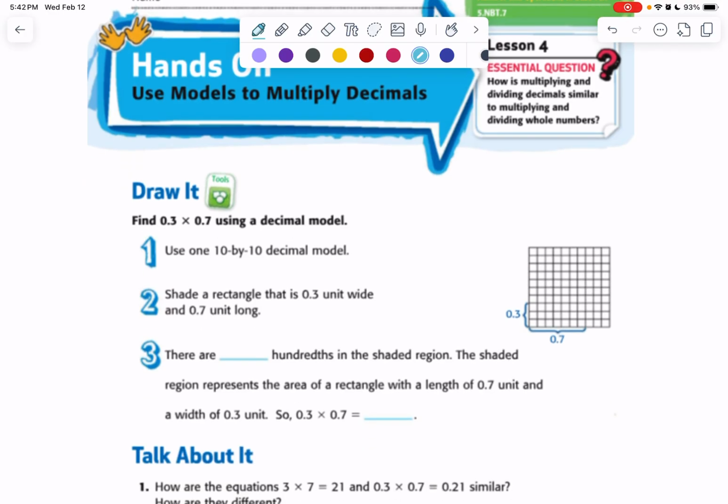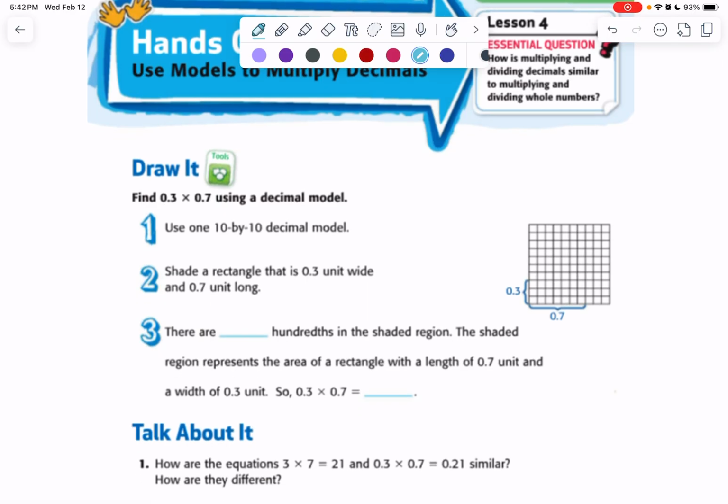So I have a 100 frame here. It's 10 wide by 10 high. And we are going to model 3/10 times 7/10. So the first thing we'll do is we'll shade 3/10. So I'm going to pick a color here. I'm going to shade 1/10, 2/10, 3/10. And then in the other direction, we'll shade 7/10.